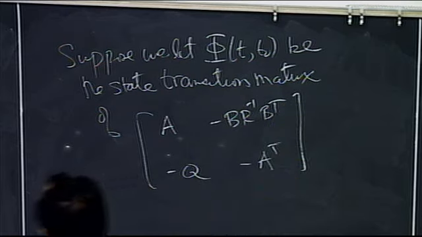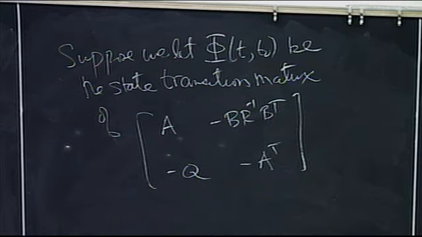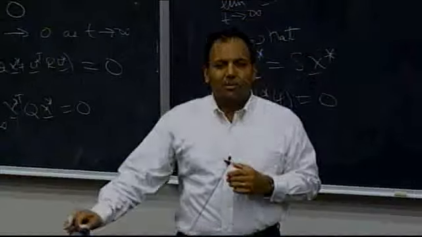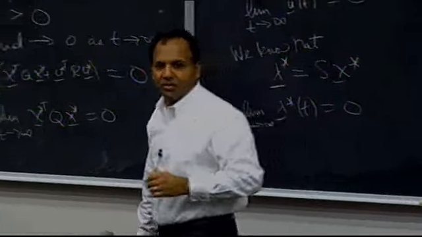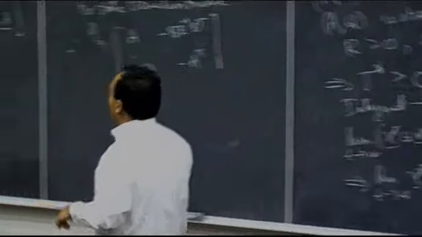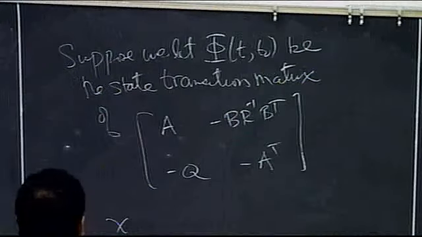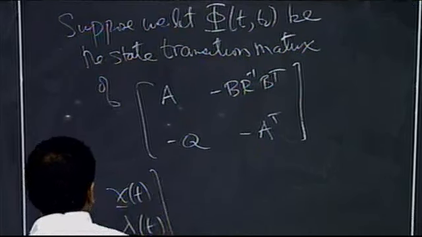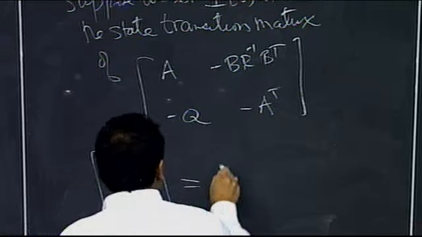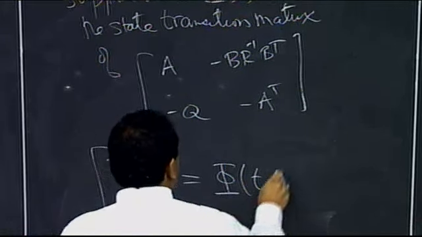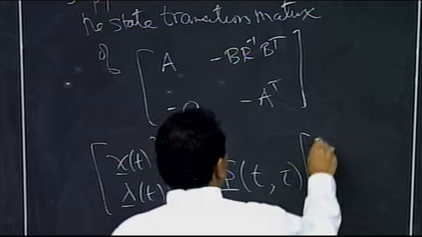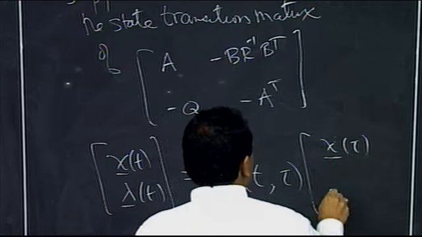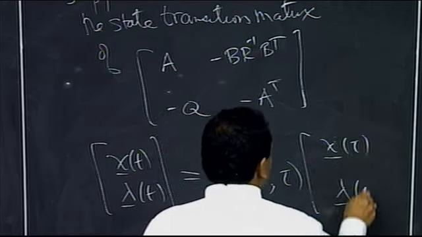Okay? So I'm going to assume something that you can't do on a computer, but you can do here on the board, which is that my integration is going to be perfect. Okay? I have the state transition matrix because that's the solution to this problem, right? So I know that x of t and lambda of t is going to equal phi of t and tau times x of tau and lambda of tau.